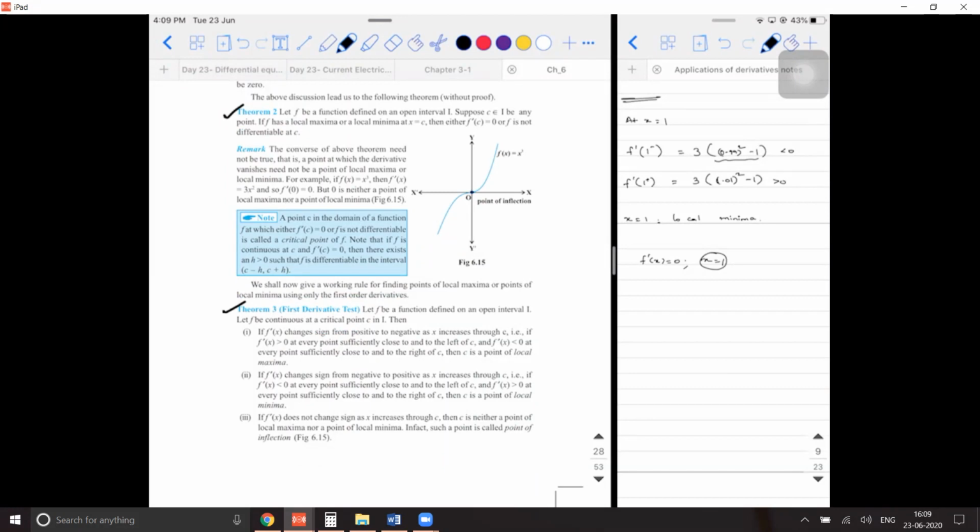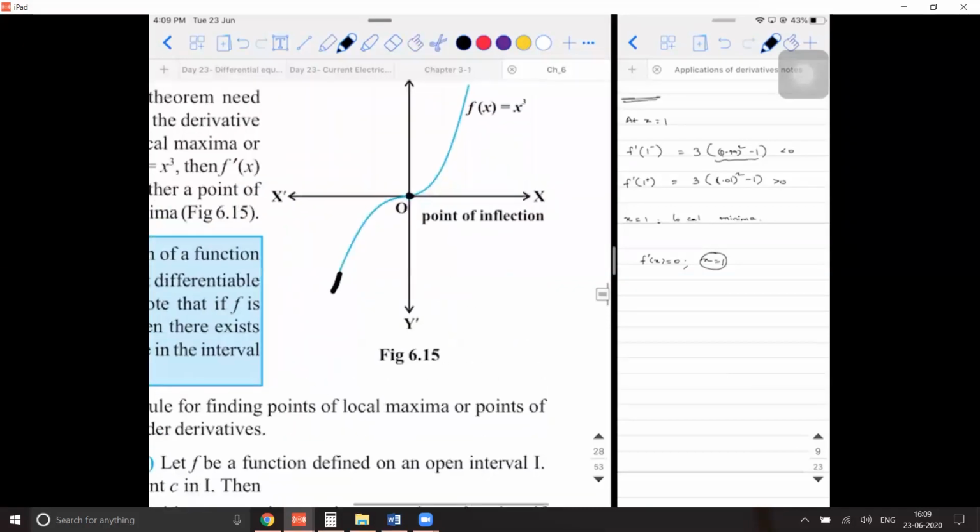Keeping the theory part aside, sometimes you will get f dash of C equal to 0. That is happening because the nature of the curve is such that when you try to draw a tangent exactly at C, it will be parallel to the x-axis. But the function is increasing before and also increasing after, so this kind of a point is called a point of inflection.